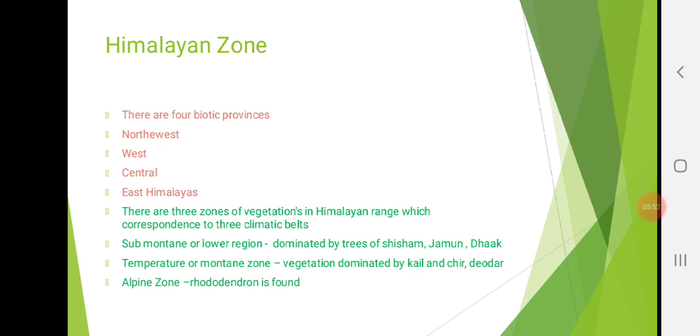Then the next one is the Himalayan zone. There are 4 biotic provinces: Northwest, West, Central and East Himalayas. This can be asked for MCQ. Which are the 4 biotic provinces? Like this. Then it constitutes 6.4% of the total geographical area and includes some of the highest peaks in the world. The Himalayan zone makes India one of the richest areas in terms of habitats and species.